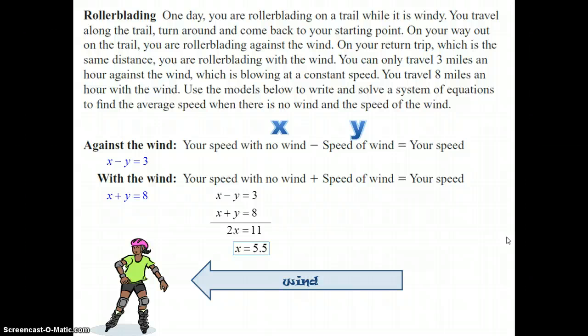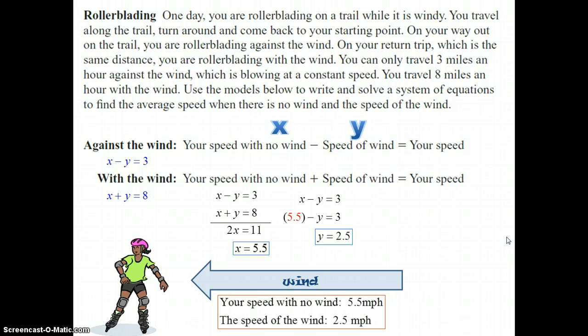We need to solve for y using either equation. I'll choose the first one. x minus y is equal to 3, substituting 5.5. So I end up with y is equal to 2.5. So the speed with no wind, your speed if you were skating in perfect circumstances, would be 5.5 miles per hour, and the wind is 2.5.